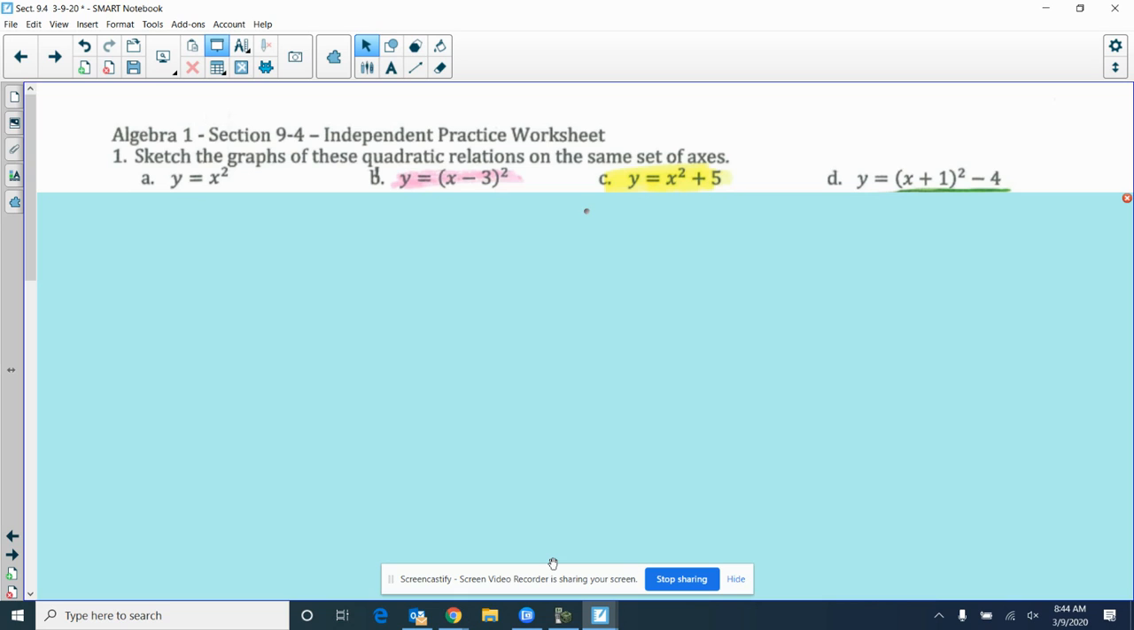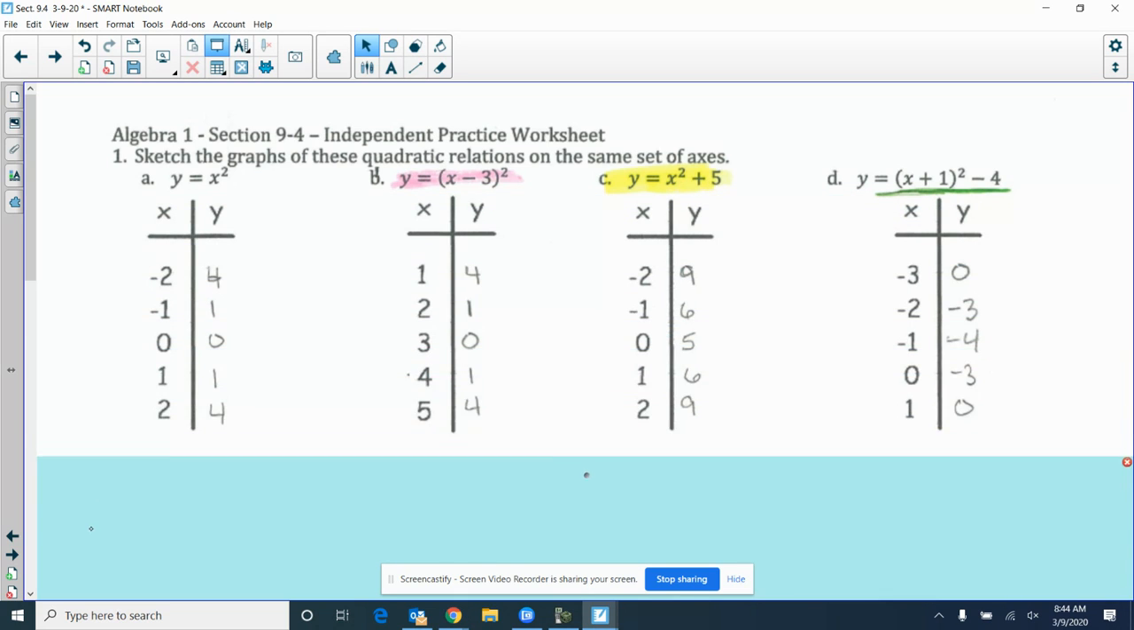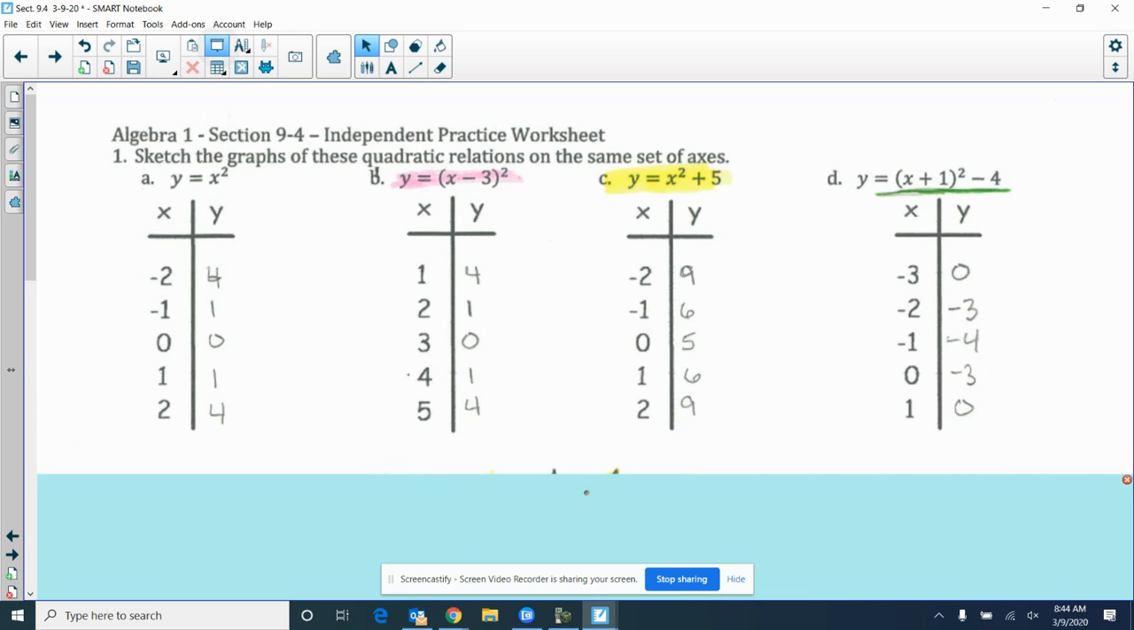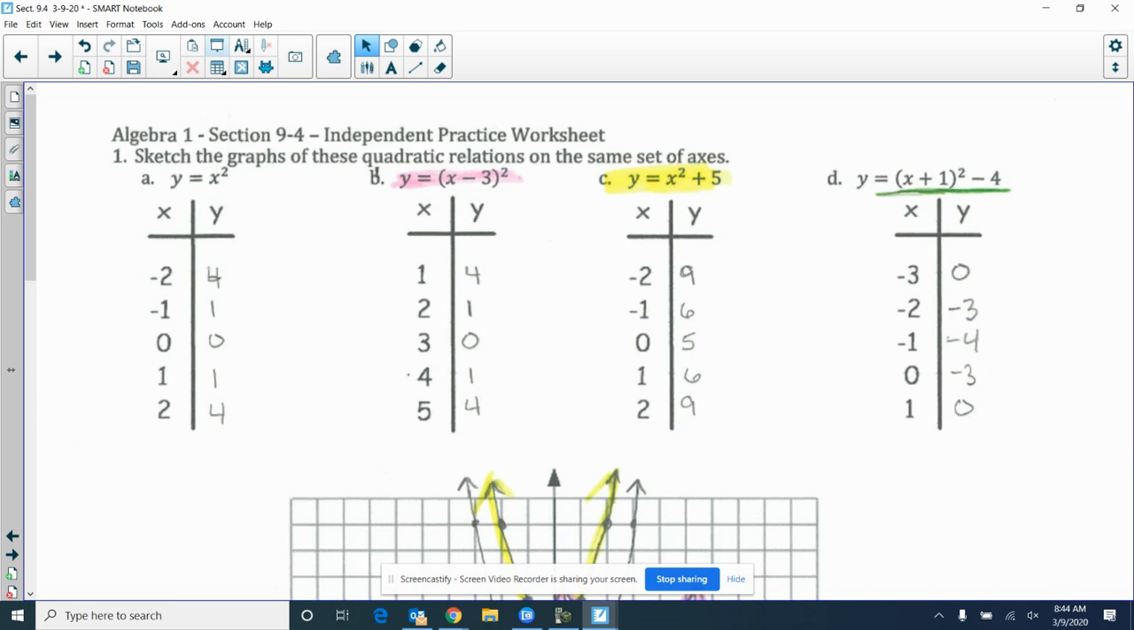All right, now as you take a look, like y equals x squared, this first one. Okay, this should be your y values, 4, 1, 0, 1, 4, because when you plug in -2, you have to put that in parentheses and get back +4. Negative times a negative is a positive. That is our base function.